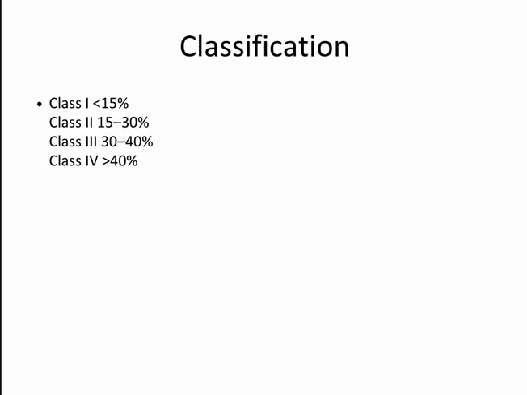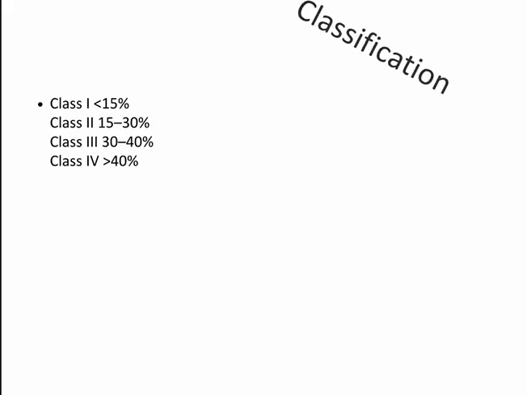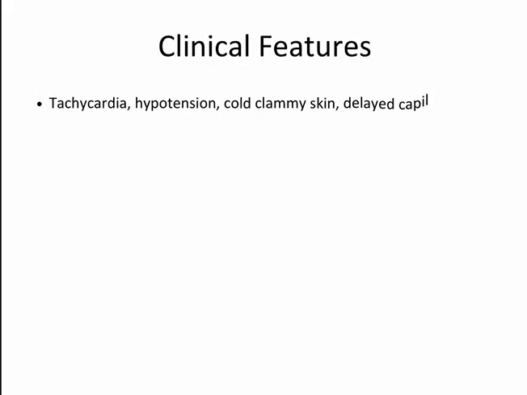Now, let's talk about the classification. Grading, WHO grading, class 1, 2, 3, 4. Volume loss less than 15%, 15 to 30%, 30 to 40%, and class 4 greater than 40%. Let's talk about the clinical features of hypovolemic shock.